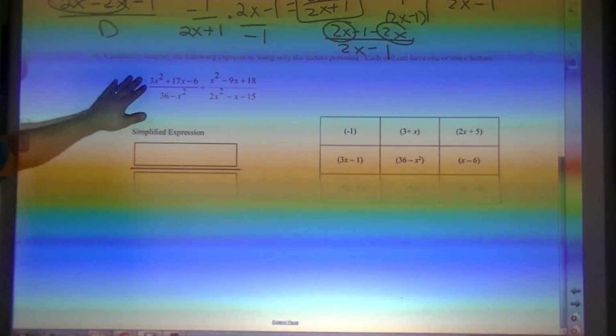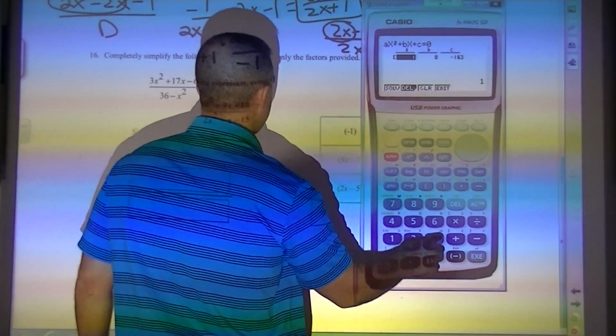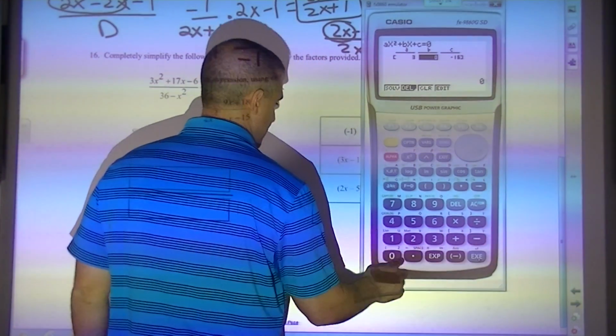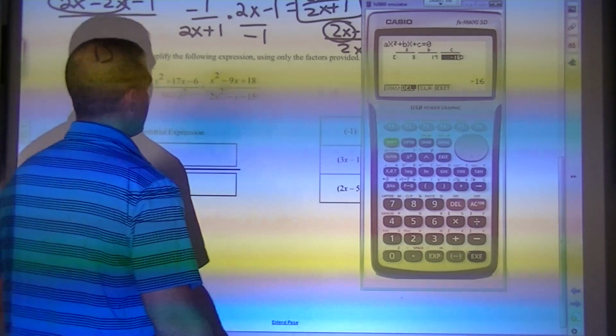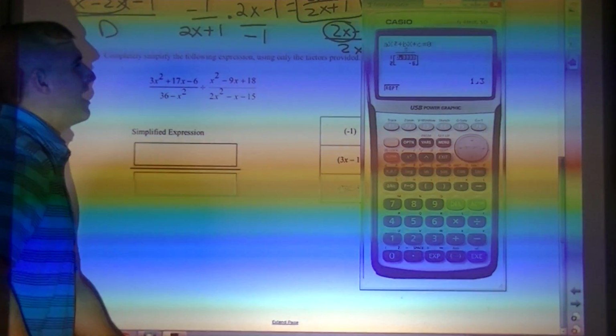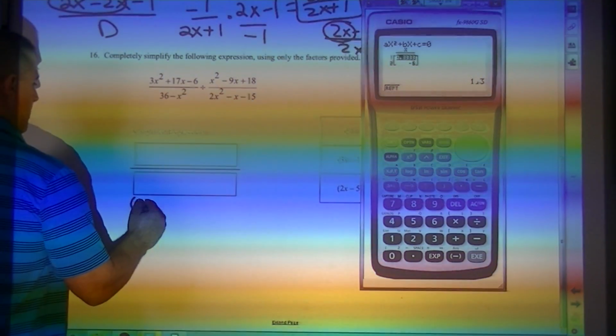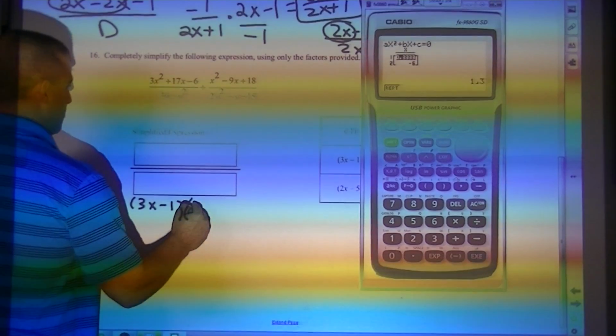I'm going to work each one of these. So what I want to do is I want to use equal. So I'm going to do 3, 17 and 6. I'm sorry, negative 6. So that's going to factor 3x minus 1 and x plus 6. So I got 3x minus 1 and x plus 6.